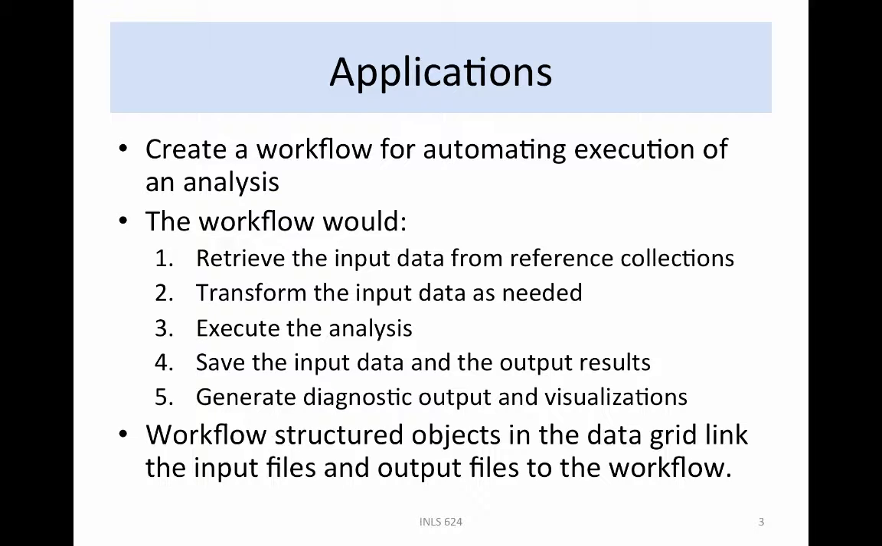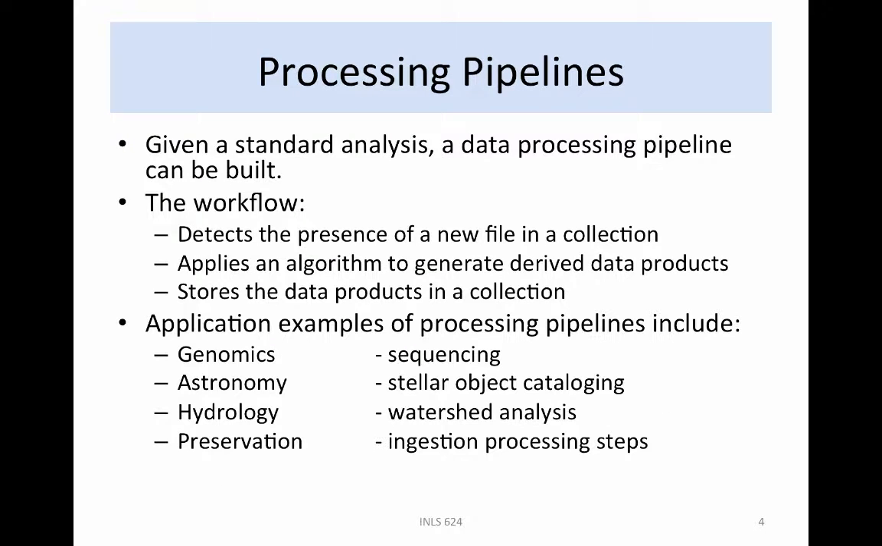This automates step 4. The researcher still has to define which input to use and save the algorithms that transform the input and do the analysis as operations controlled by a rule. The rule can then be saved in the data grid. Given a standard workflow, a data processing pipeline can be built.